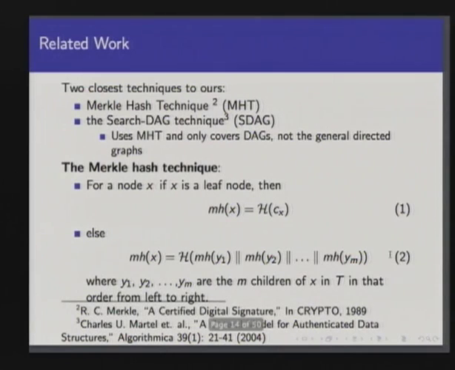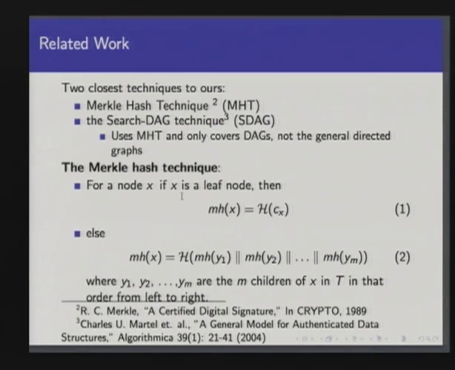I will briefly go through some related work. Two of the closest techniques related to our work are the Merkle hash technique and the search DAG technique. The search DAG technique is a variation of the Merkle hash technique that uses it as its underlying mechanism. So what is the Merkle hash technique? A Merkle hash is basically a bottom-up mechanism to compute the hash or digital signature value of a tree.